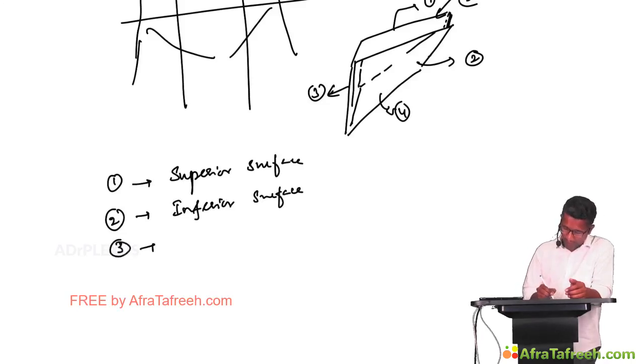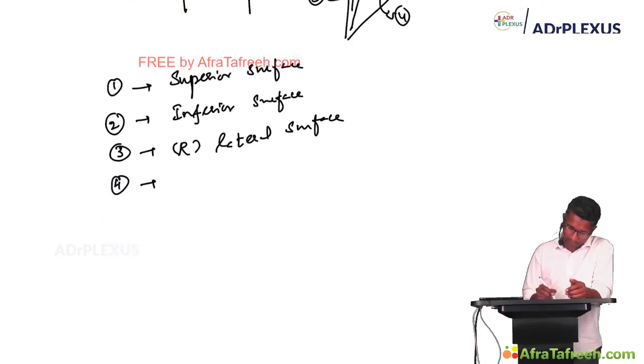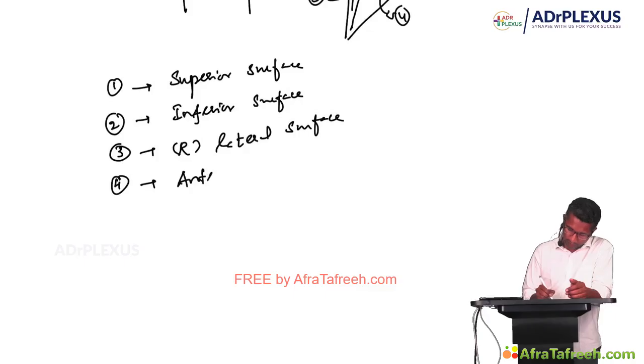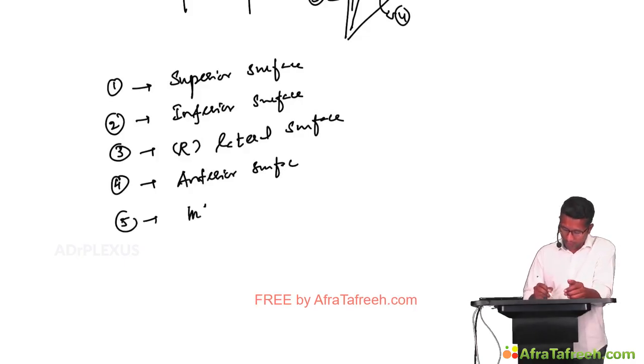3 represents the right lateral surface. 4 represents the anterior surface of the liver. And the 5th one represents, sorry, the 5th one represents the posterior surface of the liver. This is the posterior surface of the liver.